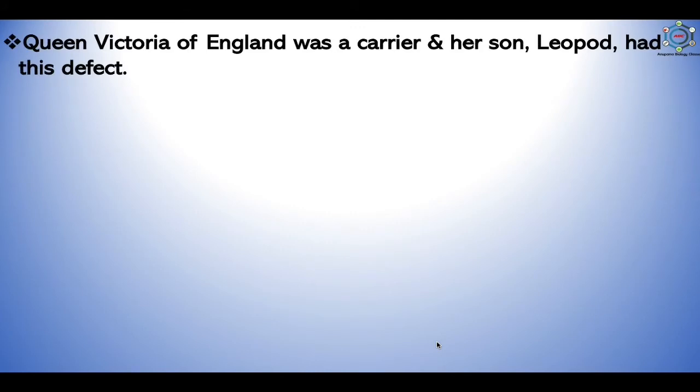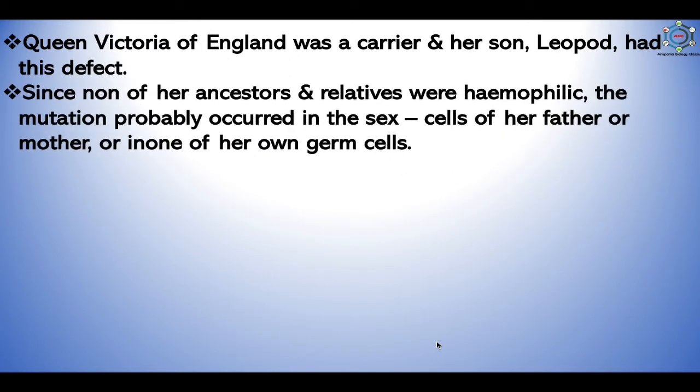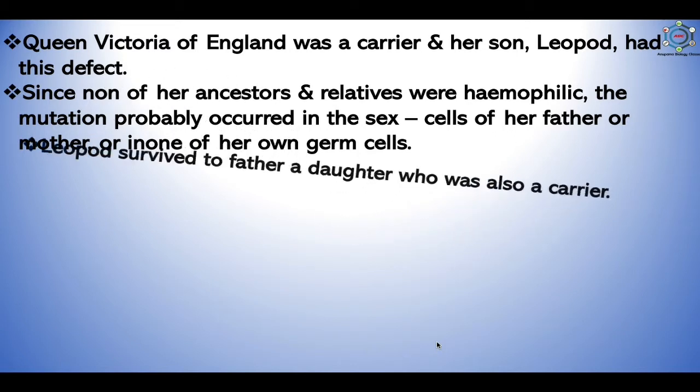Now, what is the history behind hemophilia? Queen Victoria of England was a carrier and her son Leopold had the defect. Since none of her ancestors and relatives were hemophilic, the mutation probably occurred in the sex cells of her father or mother or in one of her own germ cells.